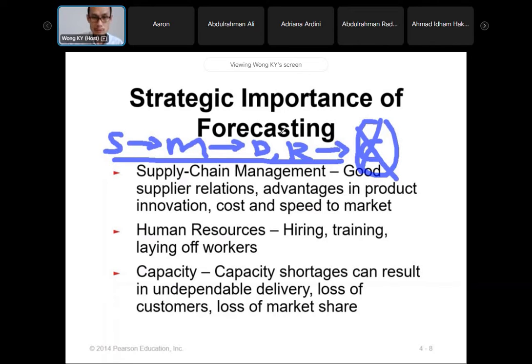And forecasting also has great importance on human resource management. Okay, if we know the customer demand accurately, then it will help human resource managers to hire the right number of employees or even lay off the unnecessary employees. And thirdly, it also has significant importance on capacity planning. Okay, we can plan our capacity accurately if we know customer demand accurately. Right?